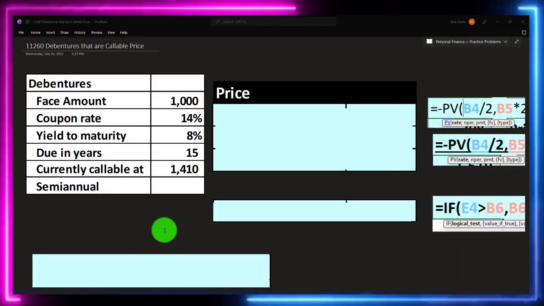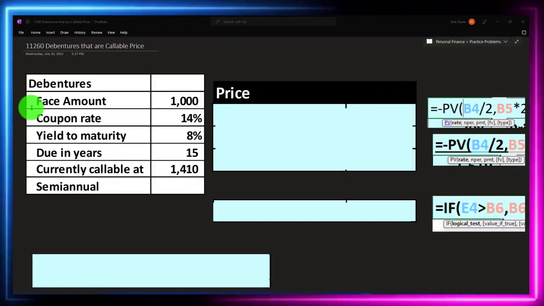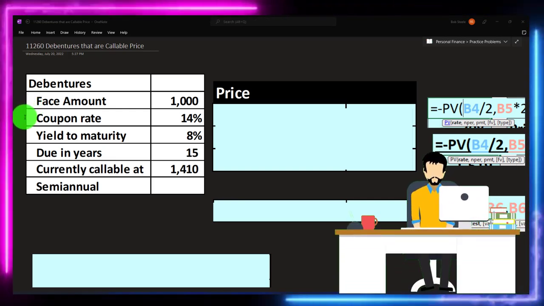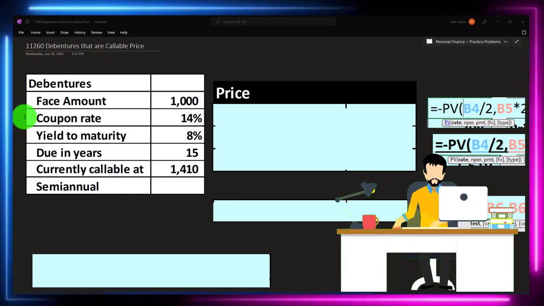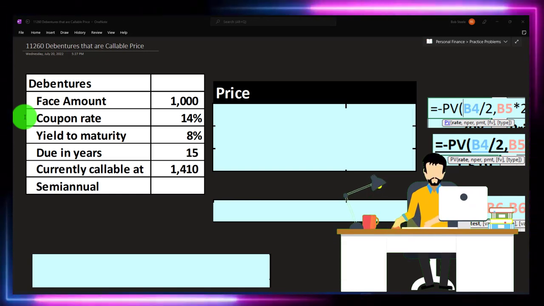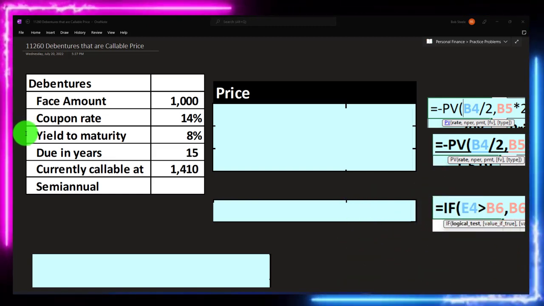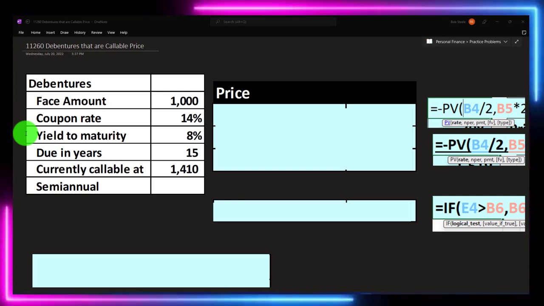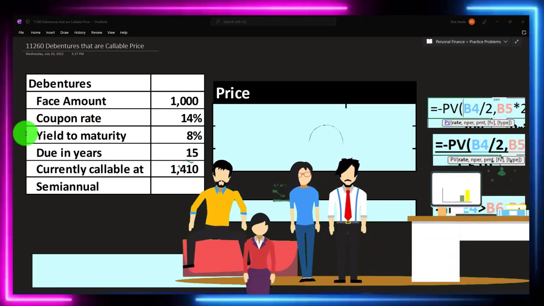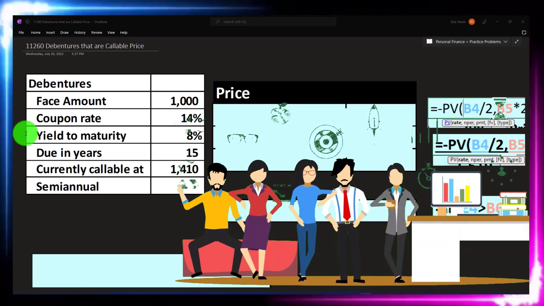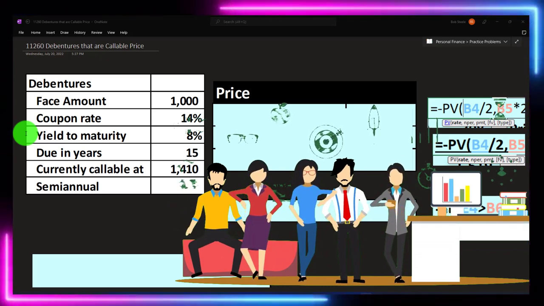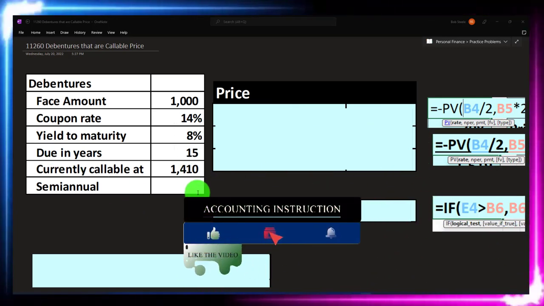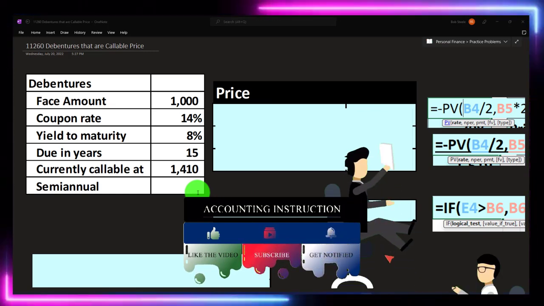Looking at the debenture type of bonds, we've got the face amount on the left-hand side, $1,000, the coupon rate, which we're going to use to calculate the payments that will be received, the annuity portion of the bond investment, at 14%. The yield to maturity, which is in essence the market rate, would not be on the bond but determined in part by the market, 8%, due in 15 years. Currently callable at $1,410. So this is basically the new thing that's throwing a bit of a curveball into our price calculation.